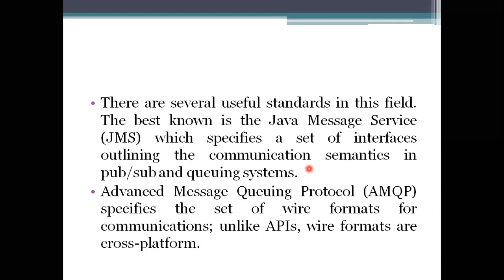What are pub and sub? Publisher and subscriber. Okay, and we also have another representation here. We have another protocol, the Advanced Message Queuing Protocol, which is AMQP. It specifies the wire formats to be considered for the communication. Wire formats means we are providing the APIs for communication. We need to consider cross-platform as well, so some wire formats have to be specified and taken into consideration.